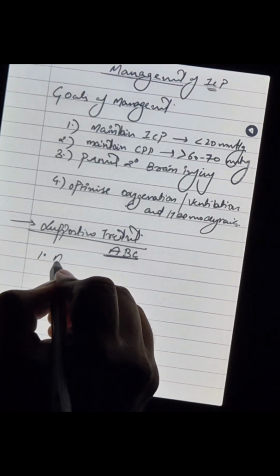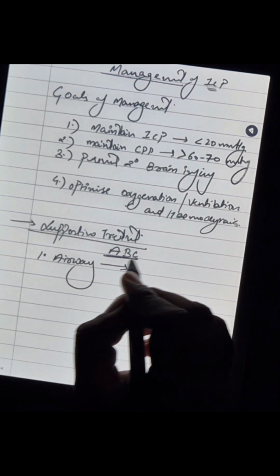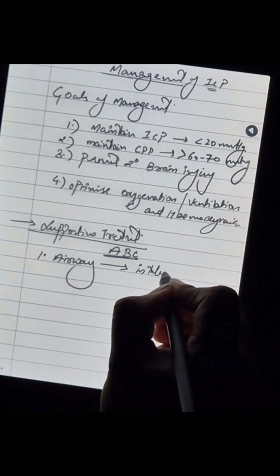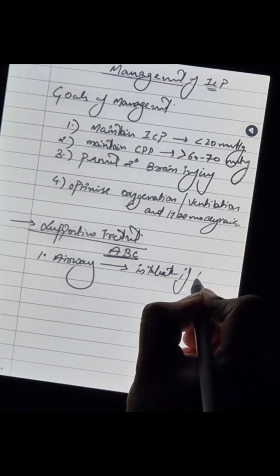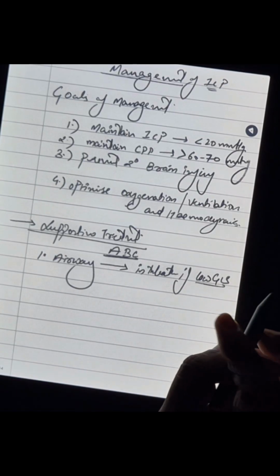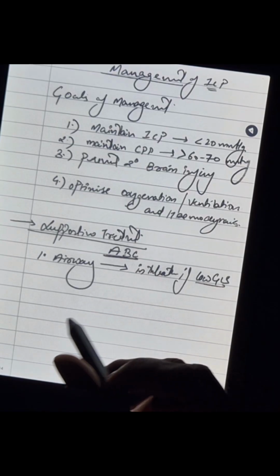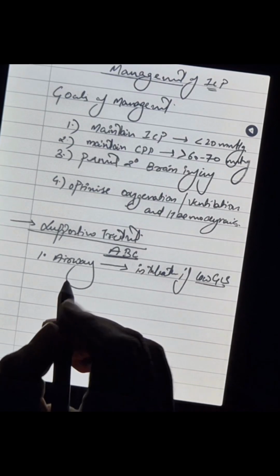First we have to see the airway. We have to intubate the patient if we have a low GCS, less than or equal to 8, or majorly it is on the clinical sense of the clinician.